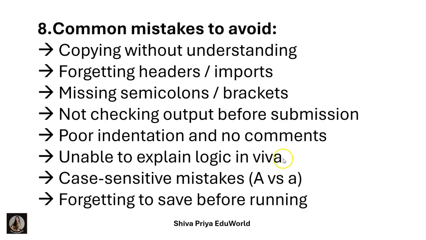Unable to explain the logic in Viva. You have to explain the logic if it is asked. That's why you have to understand the program's logic. Case sensitive mistakes. Here A and a are different. If I have used Number with capital N and number with small n, both the variables are different. Clear? Variable names and keywords, you have to be very careful with those. Clear? Whatever you have used, small or capital letter, you have to use the same later as well. Clear? And forgetting to save before running.